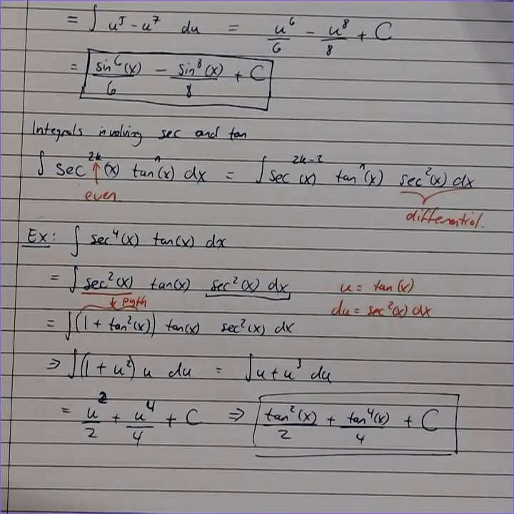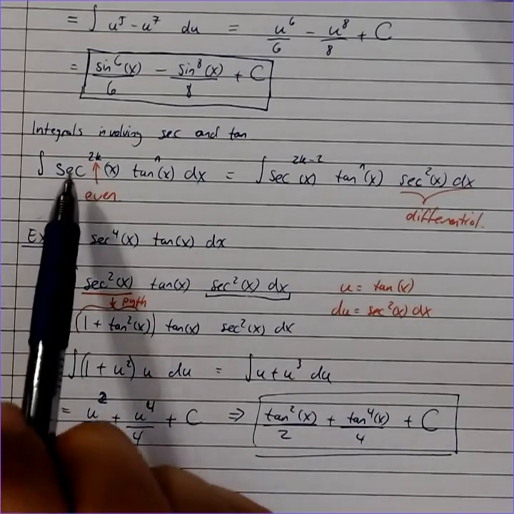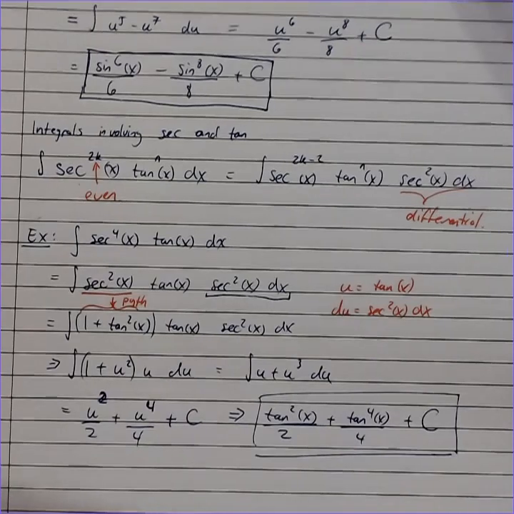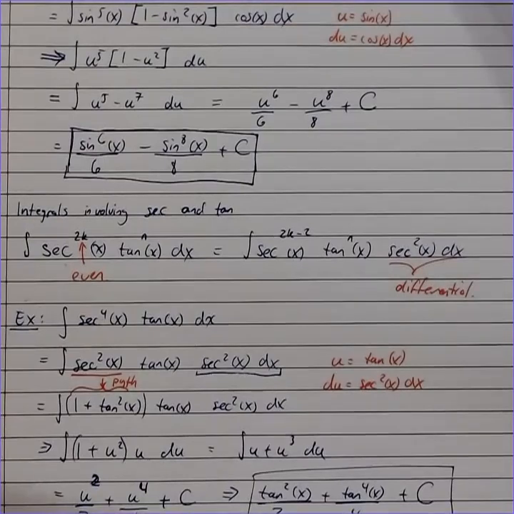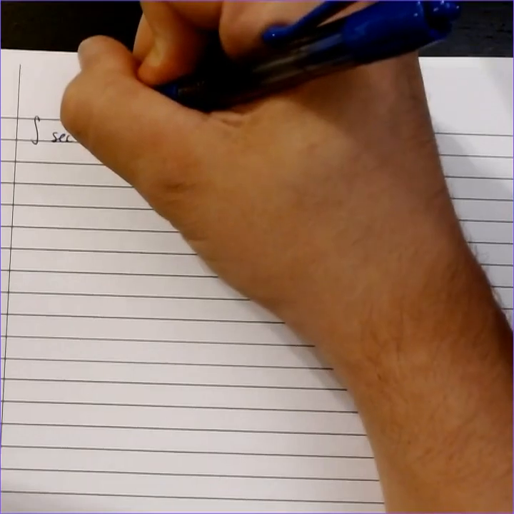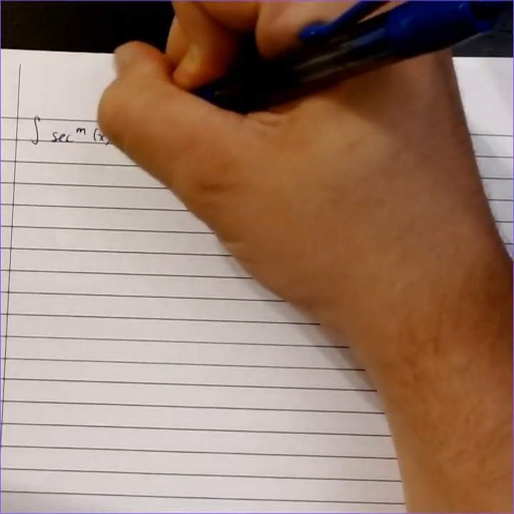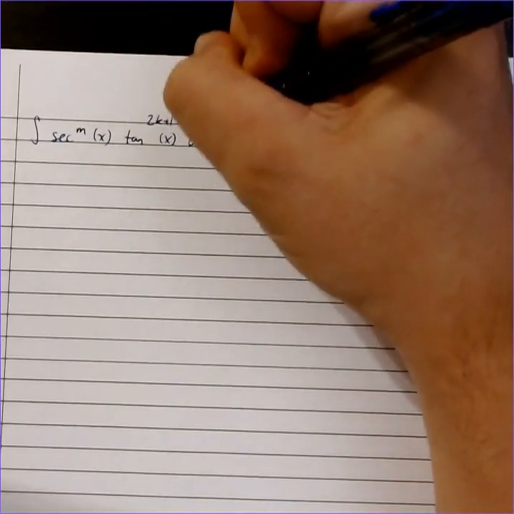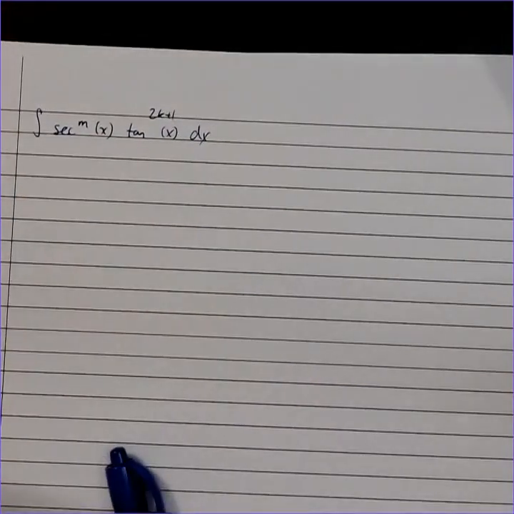Okay? For our next example, instead of having a specific power on the secant, we're going to look for something that has a specific power on tangent. Let's look at a case where tangent has an odd power. We're not going to worry about what the power of secant is. Maybe it's even, maybe it's odd. Maybe there isn't even a secant at all. All we need is that the tangent should have an odd power. So something that looks like the integral of secant to the power m of x times tangent to the power 2k plus 1 of x dx. Again, m is any power we like, and that includes 0.